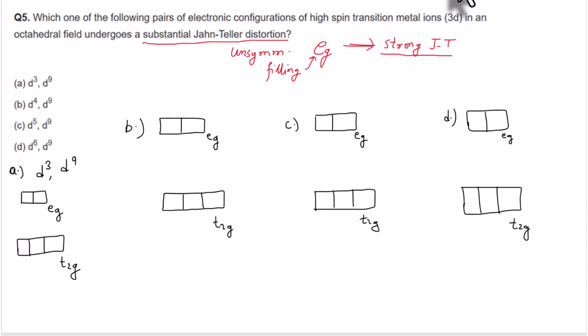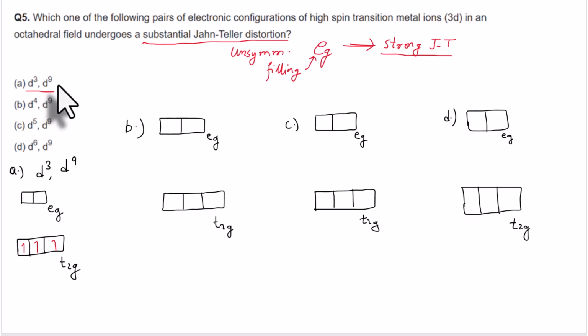Now coming to option A. So we have d3 and d9 in option A. We very well know that if we have to fill d3, the 3 electrons will go to the t2g orbital and it is symmetrically filled. Why? Because all the 3 t2g orbitals contain 1 electron each. So symmetrical filling of t2g orbital. So this option will not satisfy a substantial Jahn-Teller distortion, even if we have the second option of d9 as a very strong Jahn-Teller distortion.